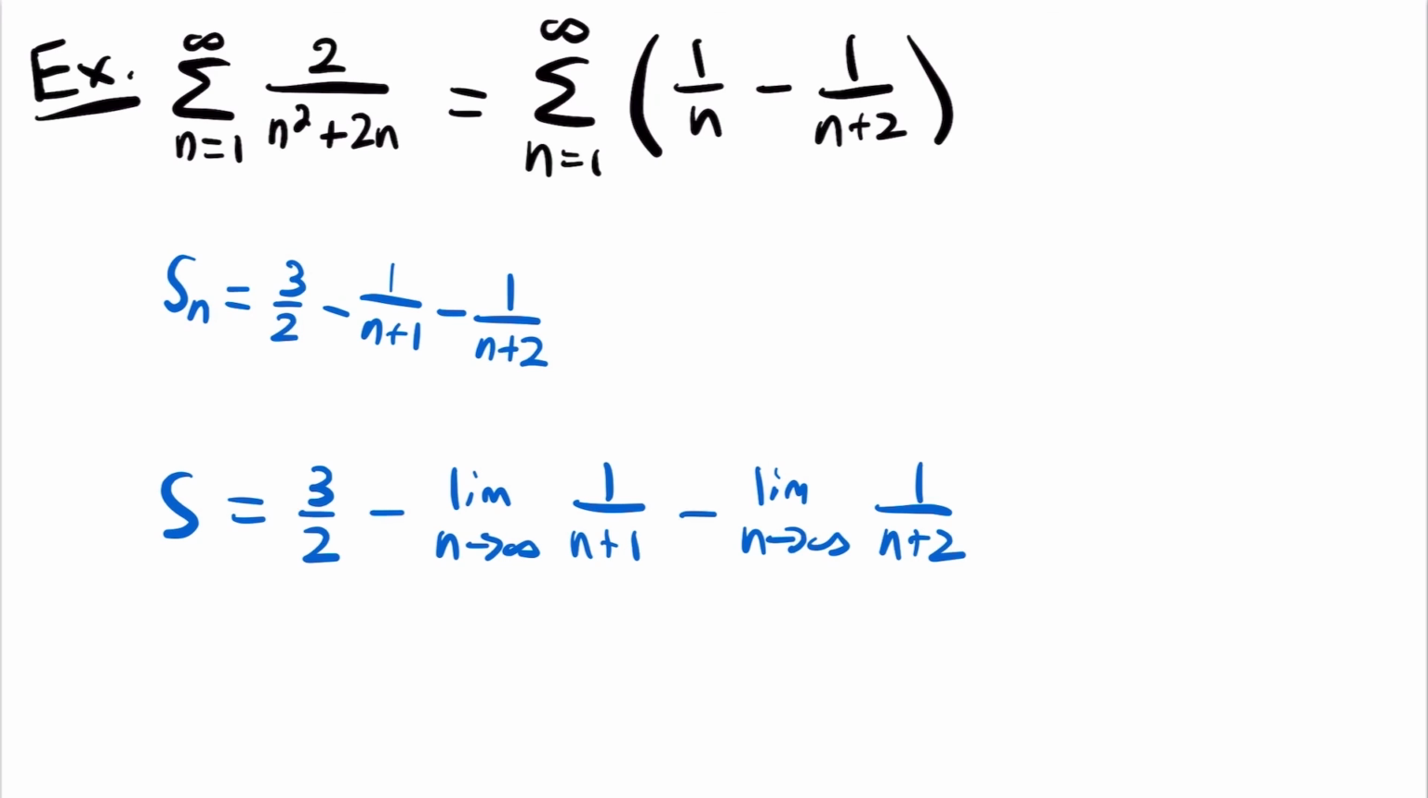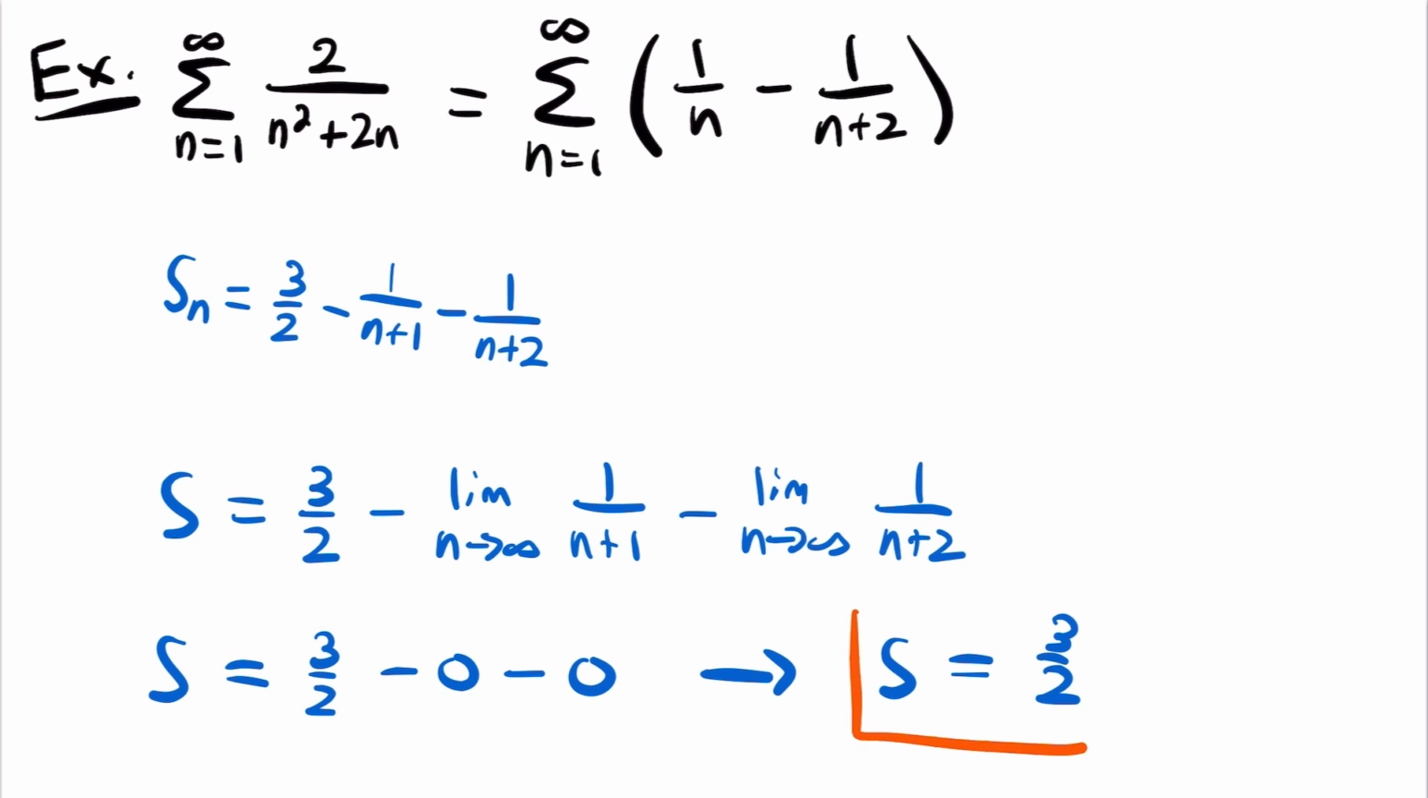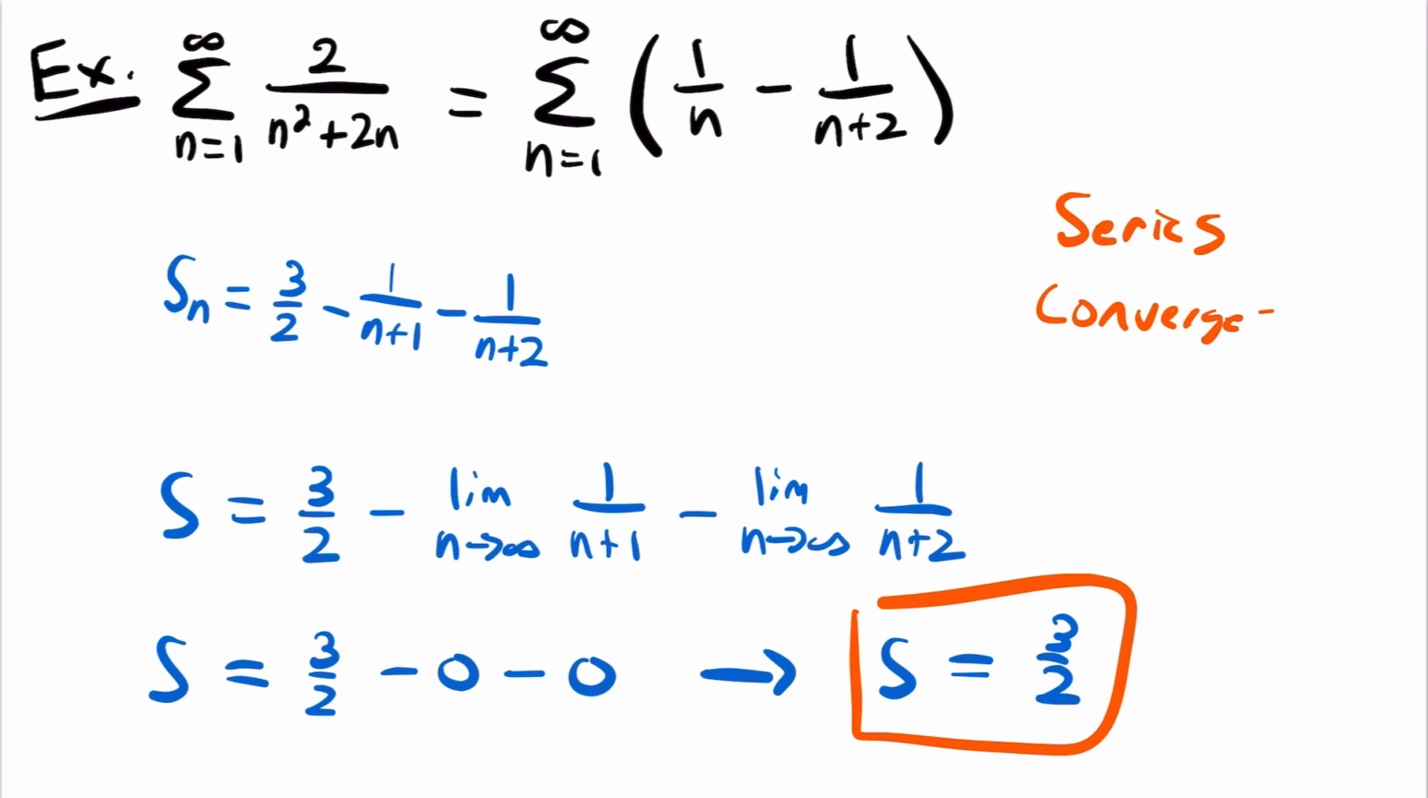And so we find that the sum is equal to 3/2 minus 0 minus 0, which gives us the final answer that the sum is equal to 3/2. And so 3/2 is the sum of this telescoping series, which means that our telescoping series converges to 3/2. And so that is the final answer for this example.